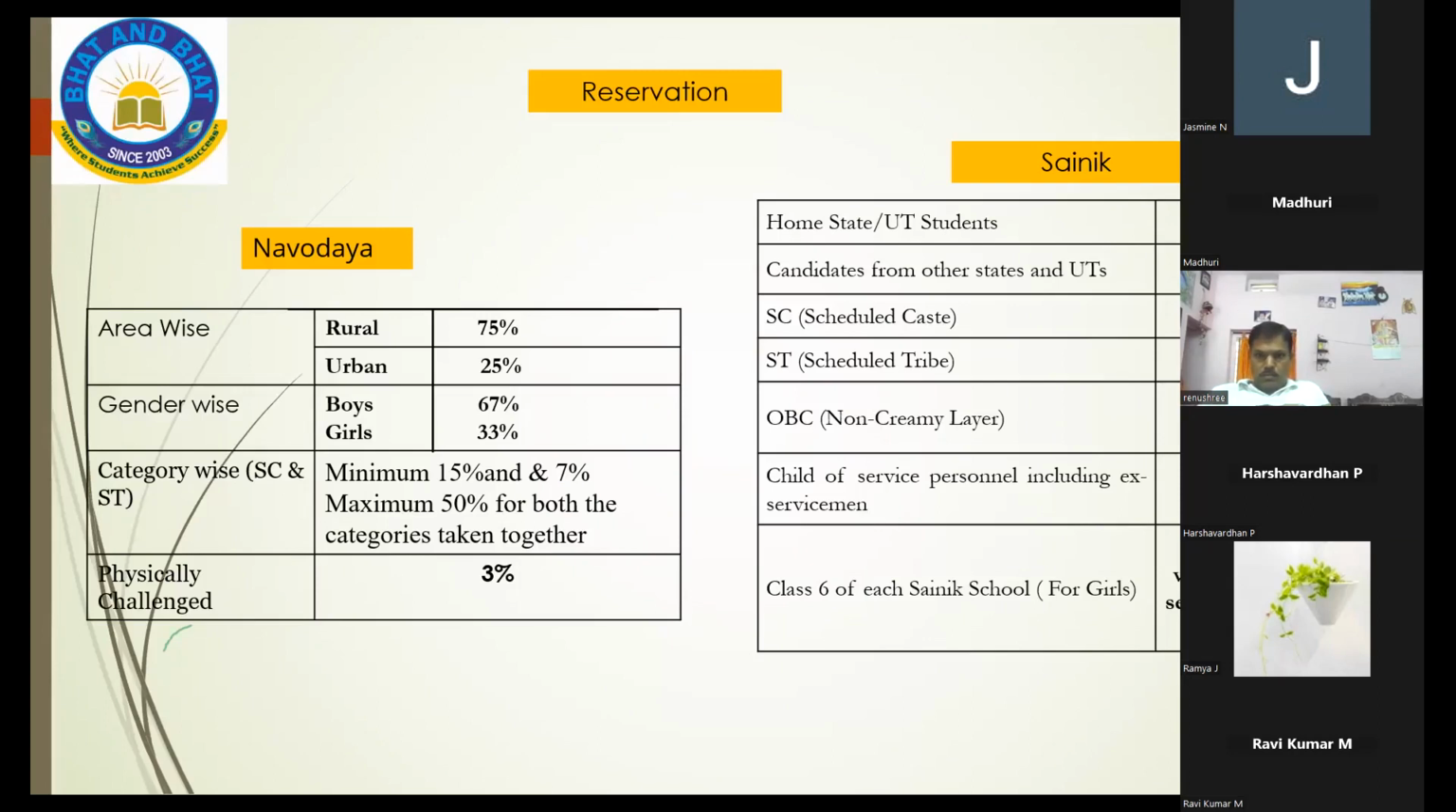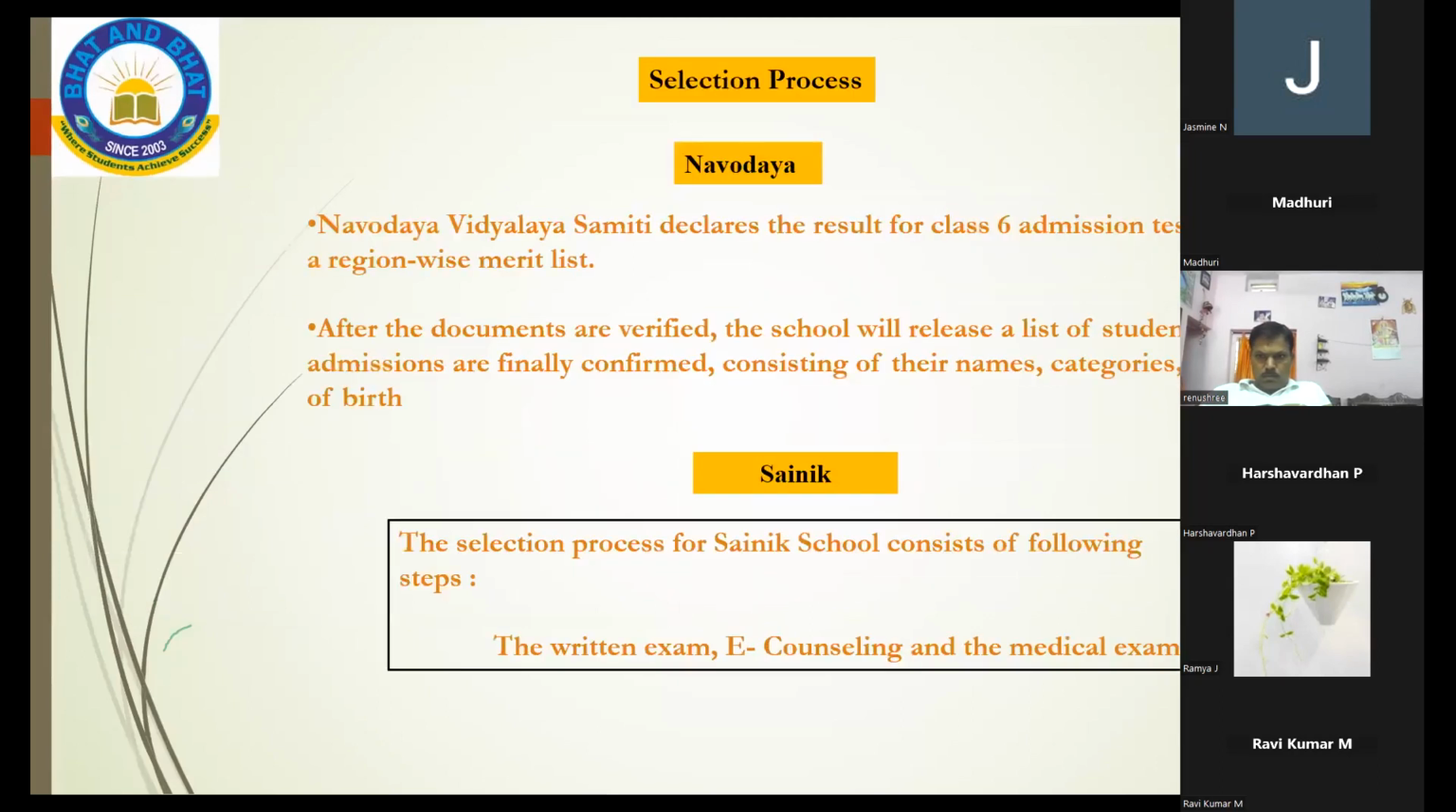For scheduled caste 15%, for scheduled tribe 7.5%, for non-creamy layer 27%, for the child of an ex-serviceman or defense person 25%, and for girls almost 10 seats will be available. So this is all about the reservation seats in Sainik and Navodaya. Moving on to the next slide, how the examination procedure works, what the selection process is, and everything.